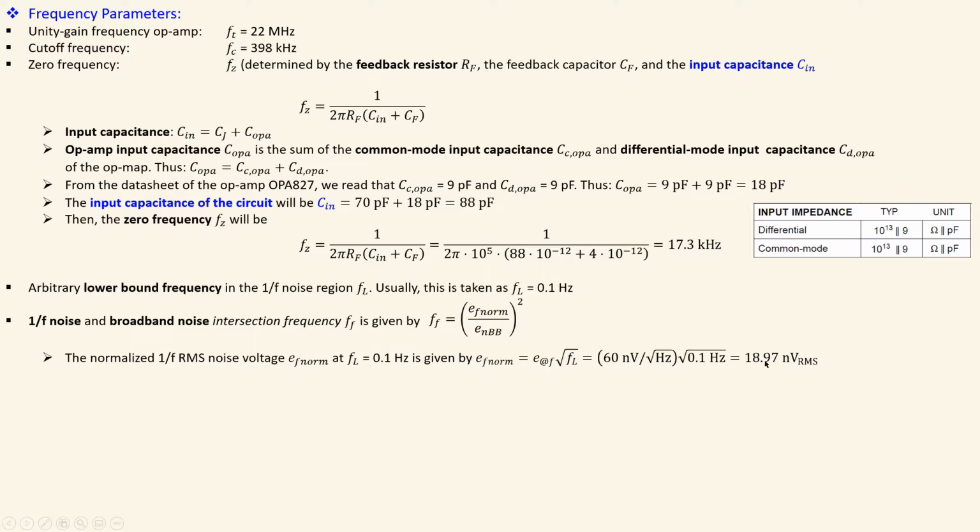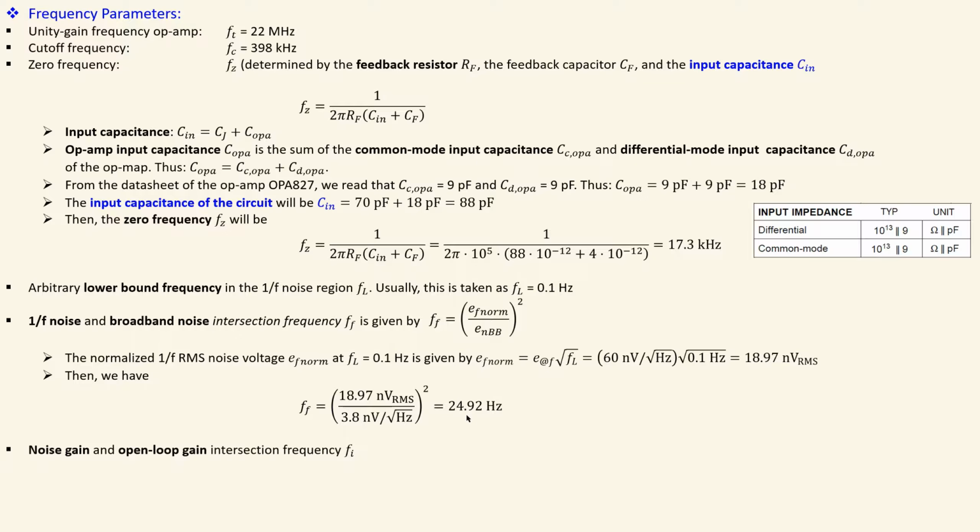Now if you do the math here, you will get 18.97 nanovolts RMS. If I now also substitute in here the value from the datasheet, I will have the following expression, and it will give me 24.92 hertz. That is for the next one.